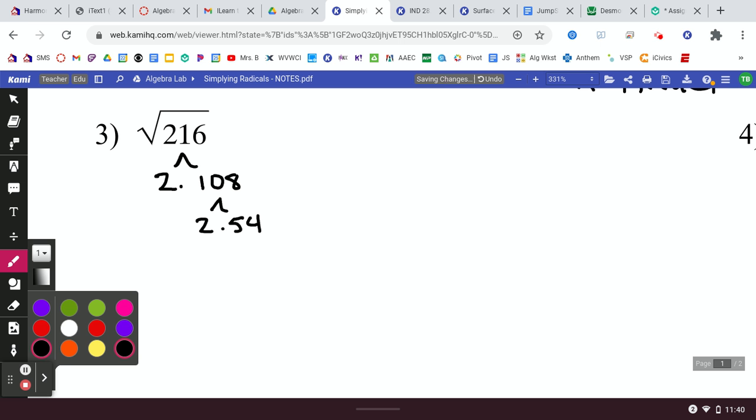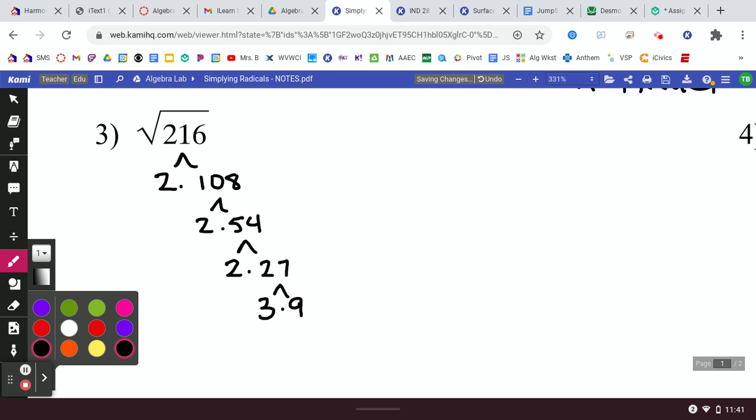Still even, so I'm going to divide 54 by 2 again. I get 27. All right, 27 is not even. That tells me I'm going to stop with my 2s, and now I look at 3s. Is 27 divisible by 3? Yeah, 2 plus 7 is 9. 9 is divisible by 3. So I'm going to punch my calculator and hit divided by 3. When I divide 27 by 3, I get 9.